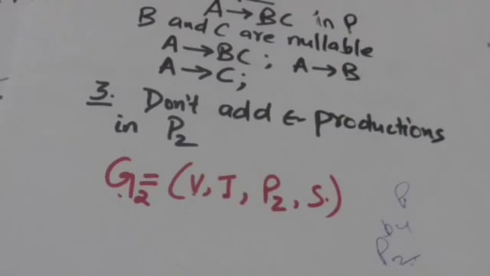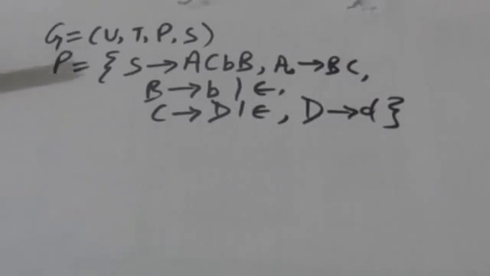Now suppose there is a grammar G defined by the quadruple V, T, P, S. V is the set of variables, T is the set of terminals, P is the set of productions, and S is a start symbol. Now set P has the following productions.